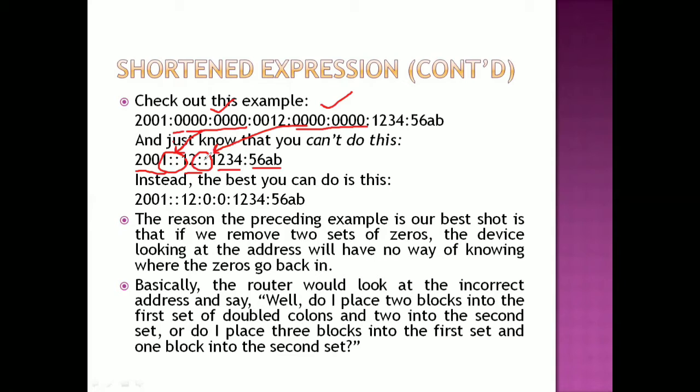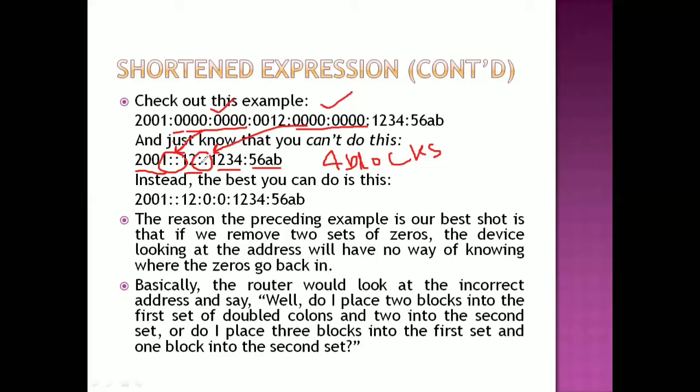So the router or the other machine will get the idea that there will be 4 blocks of complete zeros present in this IPv6 address. But the machine will get confused if we place two double colons in this IPv6 address, because the 4 blocks can be placed in these two places, like 2 blocks of zeros over here and 2 blocks of zeros over here, or 3 blocks of zeros at this position and 1 block of zero at this position, or 1 block of zero at this position and 3 blocks of zeros at this position.